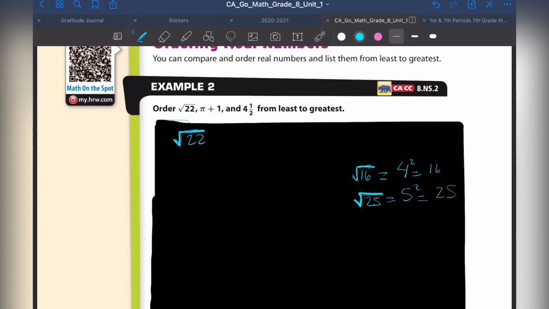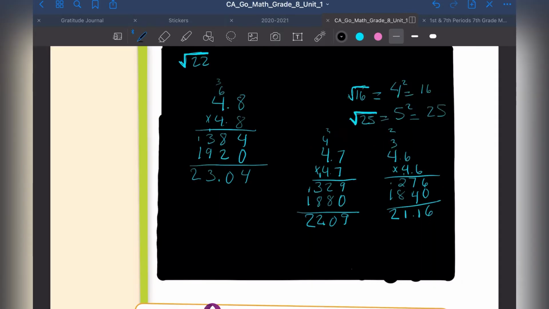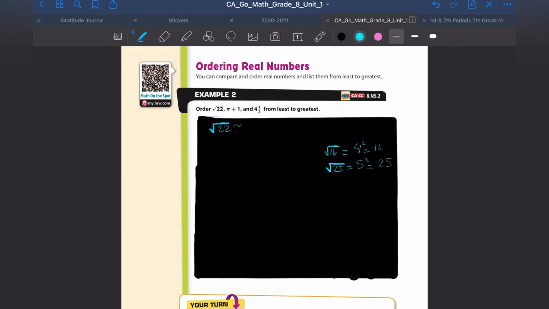So let's try to guess. Of the numbers we tried, we can see that this is the closest without going over. Now 4.7 was very close, but it did go over. So we are going to stay with 4.6 because that is the closest without going over. An approximation to the square root of 22.